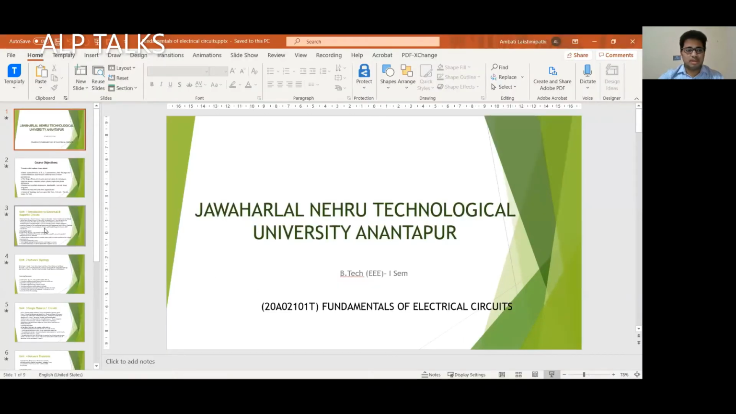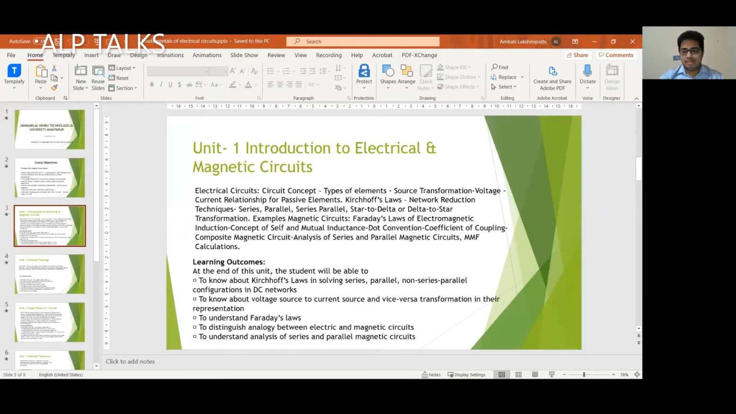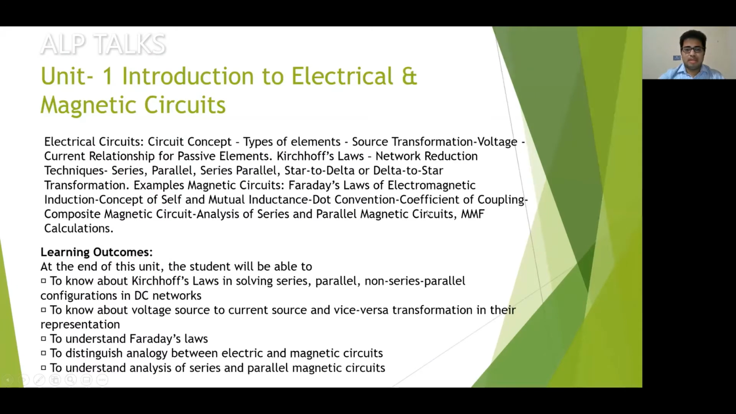So these things we are going to discuss here. And similarly, Faraday's laws of electromagnetic induction, concept of self and mutual induction, dot convention, coefficient of coupling, composite magnetic circuit, analysis of series and parallel magnetic circuits, MMF calculations. So these things we are going to discuss.